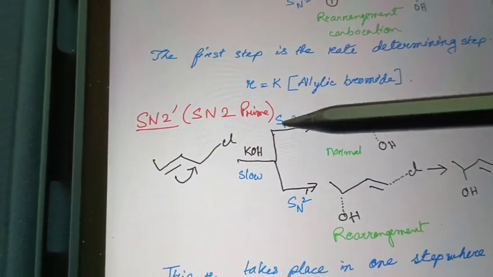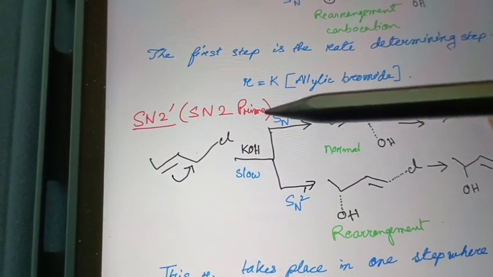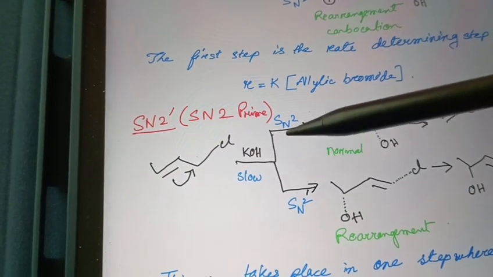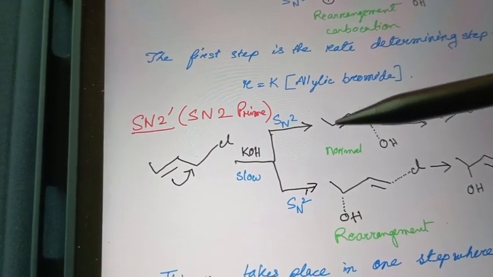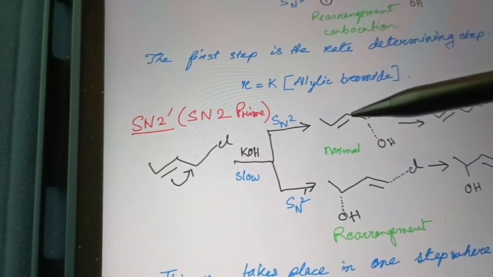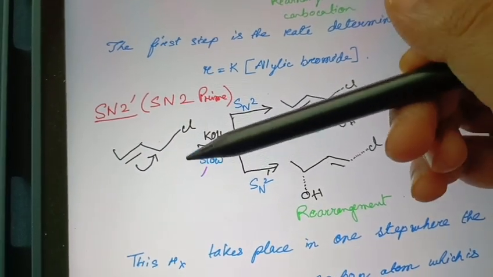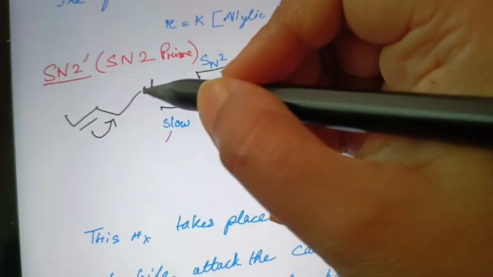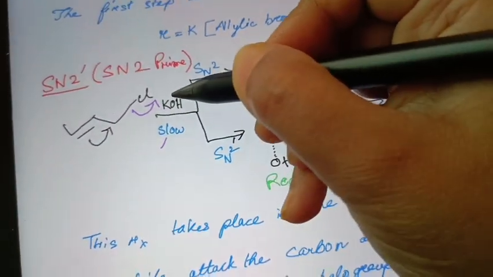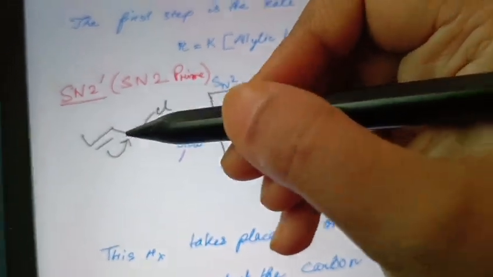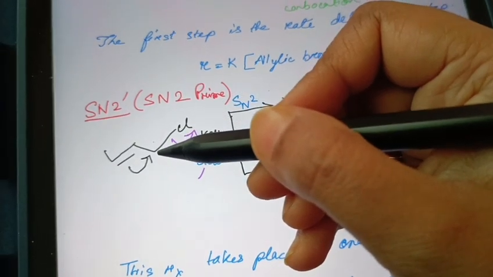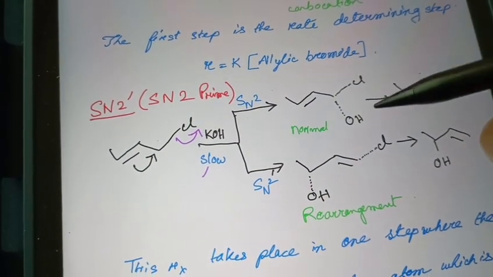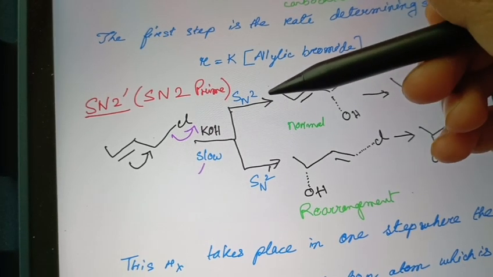Next is SN2 prime. In SN2 prime also, like SN1 prime, rearrangement takes place. If it is SN2 normal, then this type of reaction will be taking place, that is no rearrangement. The chlorine group is leaving this particular position. The chlorine group is leaving and the OH group from KOH is coming and attacking this carbon position, and ultimately this intermediate is formed, the normal intermediate, that is SN2.